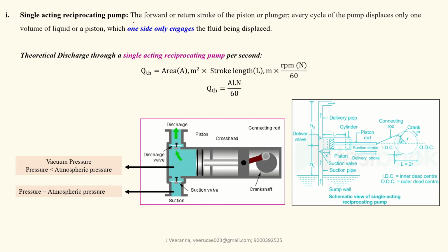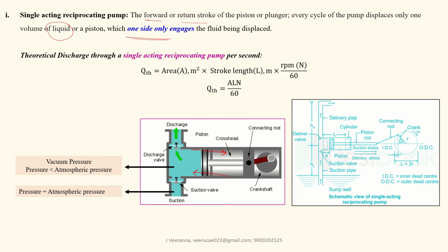Single acting reciprocating means the forward or return stroke. During the forward stroke, when the water comes, this is the forward stroke, and return stroke means the vacuum will be created. So in every cycle of the forward or return stroke of the piston or plunger, the pump displaces liquid only one time, drawing the water from only one side, as I told you.